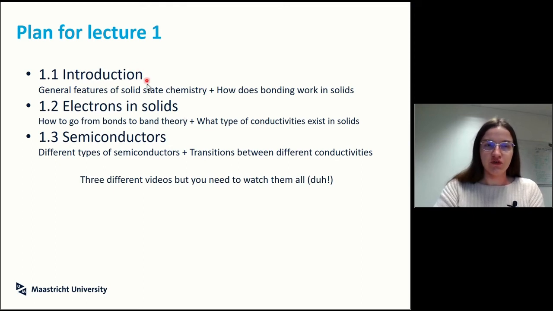We are going to first go through a general introduction to the field of solid-state chemistry, and then go into how bonding actually works when you have a solid material instead of just a general molecule. Then we are going to move on to electrons in solids. Where do you actually place the electrons? How do they behave? How does this reflect into the different conductivities that can exist in solids? And the final part is going to be about semiconductors, the different types of semiconductors that we can have, and how you transition between the different types of conductivities.